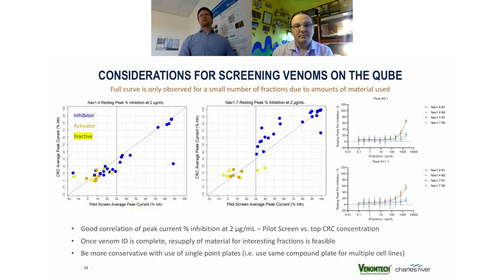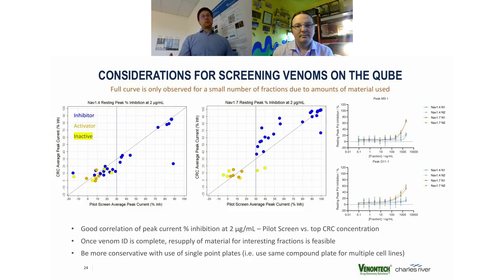Considerations for testing venoms and toxins on the Qube, certainly in this particular project. I think one message here is the data was really very robust. So what the graphs here are showing, either for Nav1.4 or Nav1.7, is the effect of each venom fraction at 2 micrograms per mil, either in the single point screen or the top concentration from the concentration responses. And I hope you can see that the activity tracks really very well between the two preps of the same venom fraction.